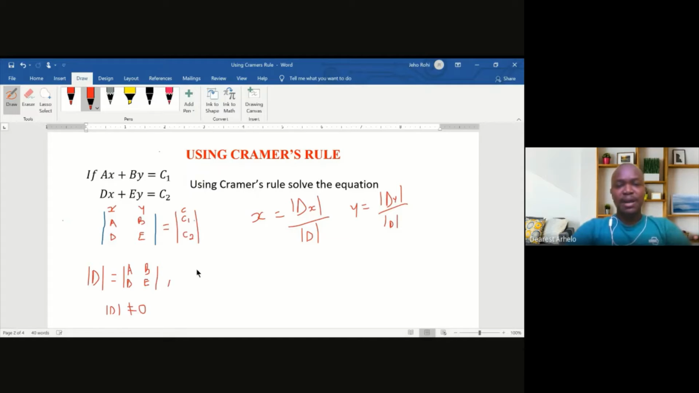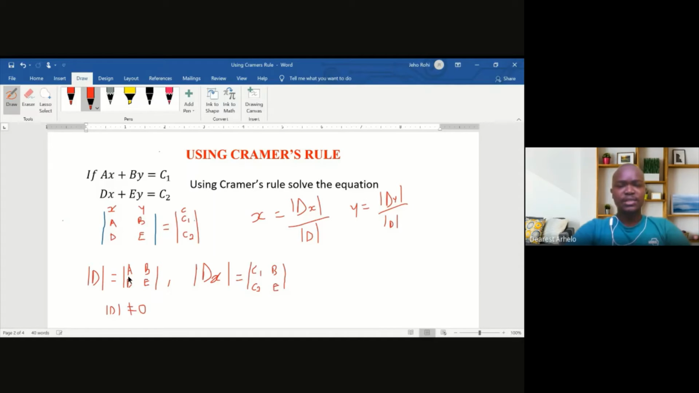Okay, so to get my determinant of d subscript x, in this case, what I do is this. Step one again, I open my determinant bracket. Now, the columns that will go into this are y and the constant. To get the columns that go into dx, I have to replace the x with the constant. So I replace a, d with c1, c2, then the y is there, b and e.